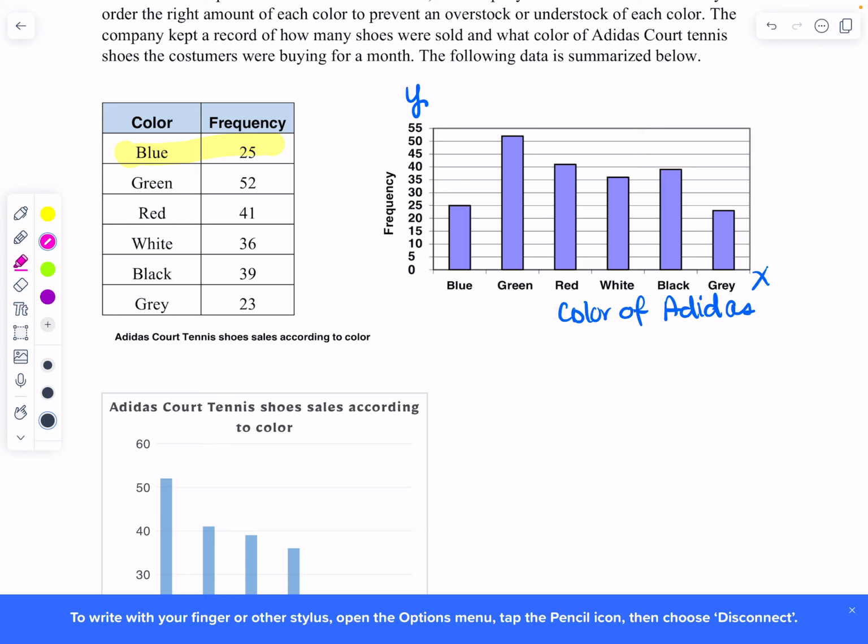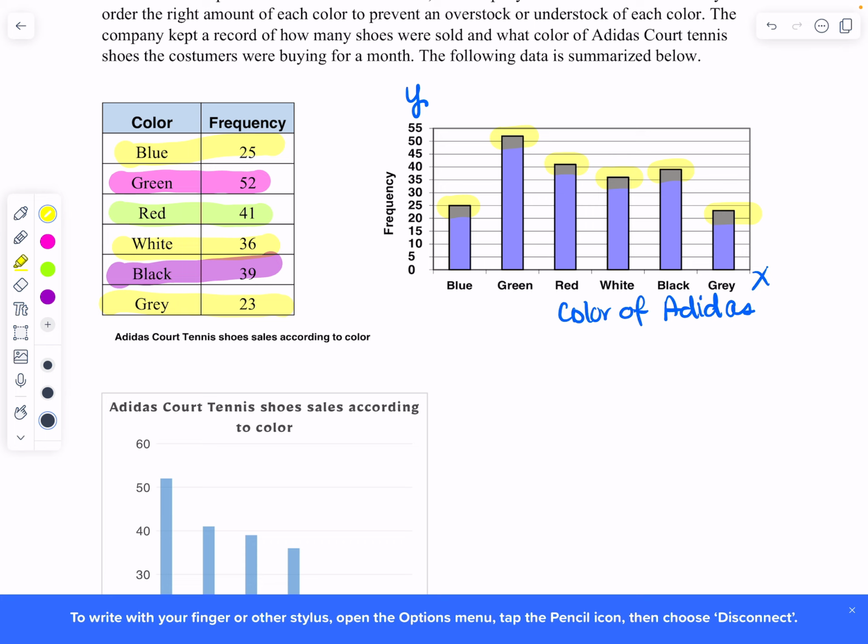The next one we look at is green, and green says that 52 times that color has been ordered. Then we go on to red, showing 41. White is showing 36. Black was showing as 39. And finally, gray was showing as 23. So if we come over here to the frequency, we see that the top of the bar corresponds with those numbers. So for instance, if we look at gray was 23. So our bar graph is in between 20 and 25.